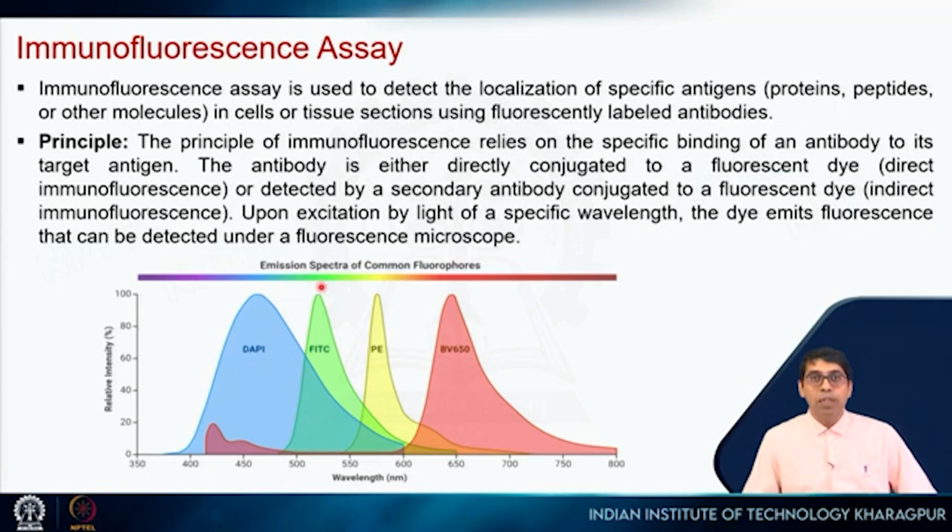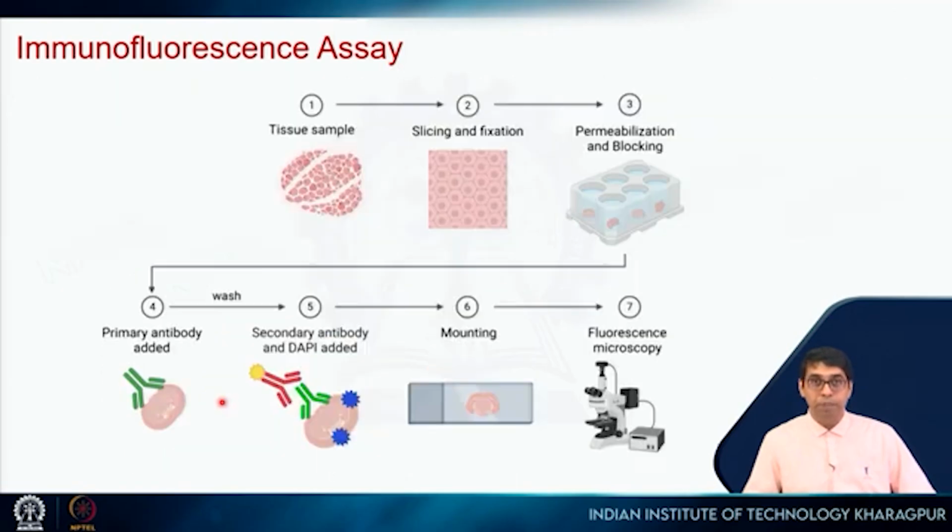The last one is the immunofluorescence assay, and this is something that we have already seen, right. In this case the antibody is conjugated to a specific fluorescent label, and there are all these different fluorescent labels like DAPI, FITC, PE, and this one, and you can see they are different colors, which means that they fluoresce at different wavelengths, right. So we can use a combination of these different markers to look at different things at the same time. That is the advantage of immunofluorescence assay.